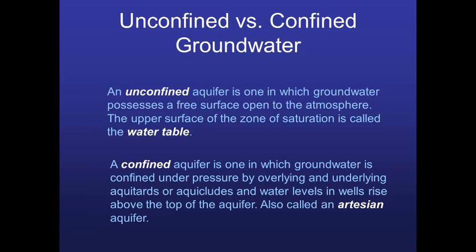Okay, there are two types of aquifers. You can have an unconfined aquifer or a confined aquifer. When water seeps into the ground, it infiltrates down to the water table, which is the upper surface of the zone of saturation, or where all the pore spaces are full of water below that point.